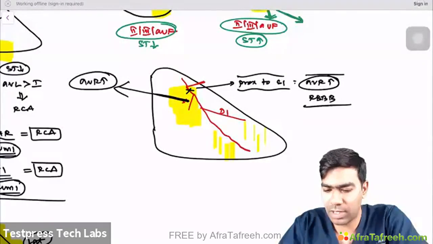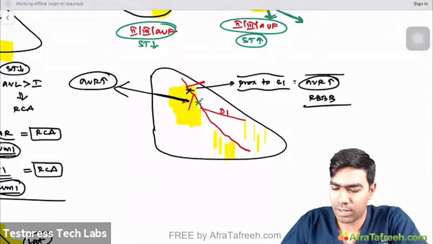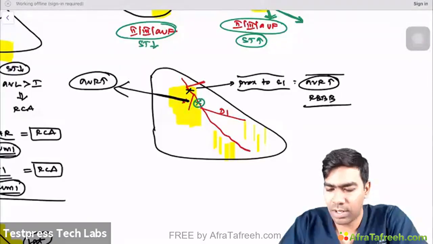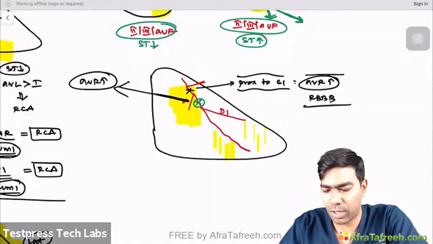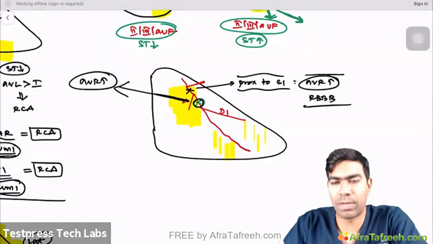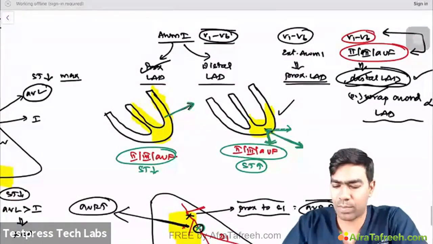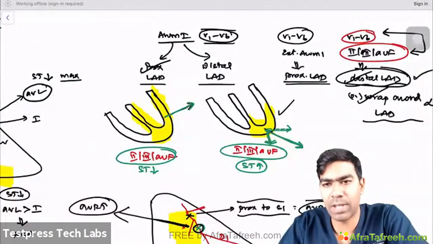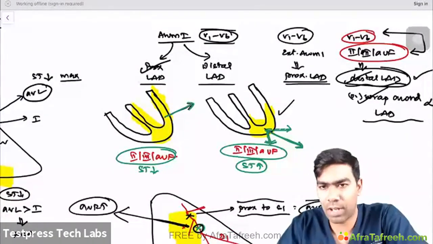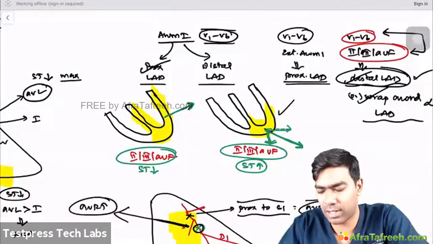Suppose it's proximal to D1, but distal to S1. So it's distal to S1, but proximal to D1, in the sense you will have this kind of proximal lesion. You will not really have right bundle branch block and aVR elevation. That's the only idea. Apart from that, nothing else you need to know.